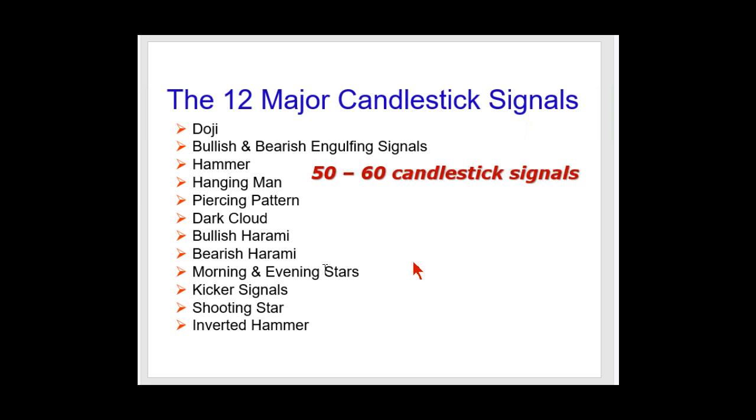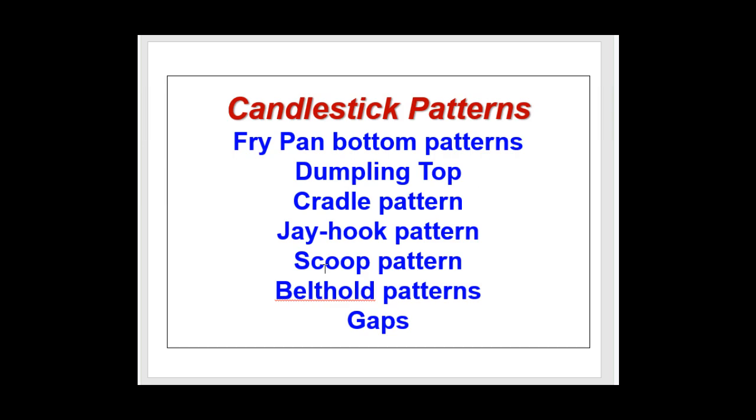Remember, there's 50 or 60 candlestick signals in the candlestick universe. Through the last 30 years, we've narrowed it down to these 12. The rest of them don't occur often enough to spend a lot of time and energy trying to remember them. It doesn't keep you from going back through the books every now and then and identifying those signals just by looking at them, so that if you ever happen to see one on a chart, at least you know it's a signal. Then you've got the patterns, which work in conjunction with the signals.